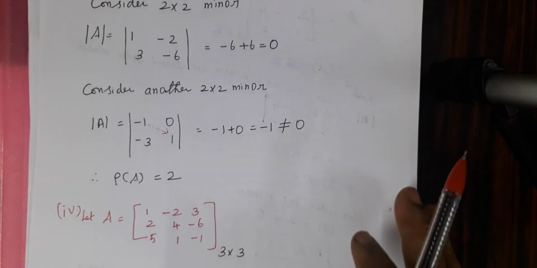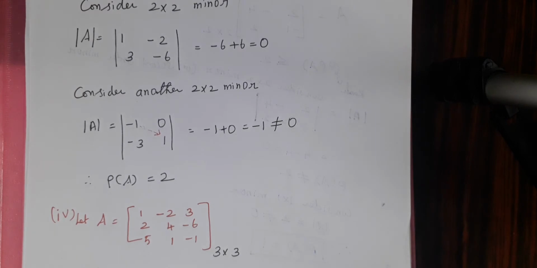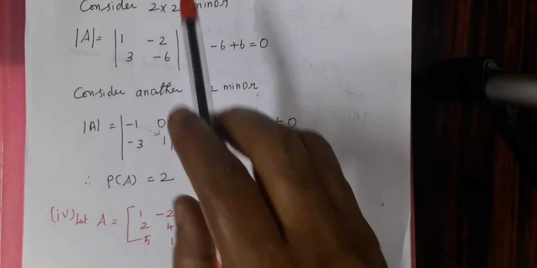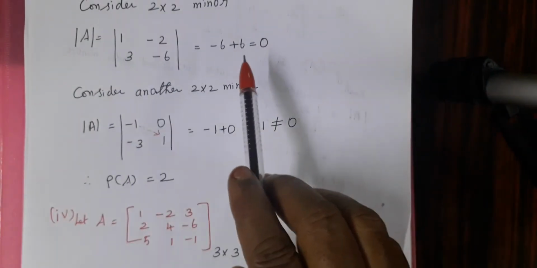First, you write the order. Among the order, first find the rank. Afterward, one by one take the 2 by 2 minor or 3 by 3 minor like that. Here, we are unable to find a 3 by 3 minor, so we select all the 2 by 2 minors. The first minor is equal to 0, so we are unable to find the rank.